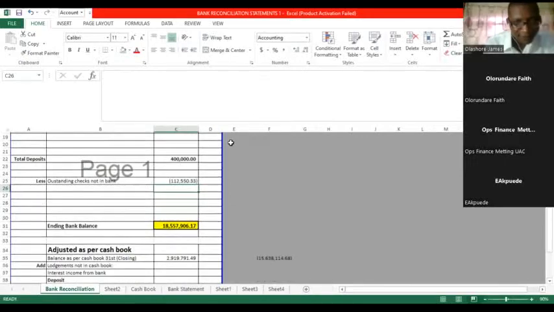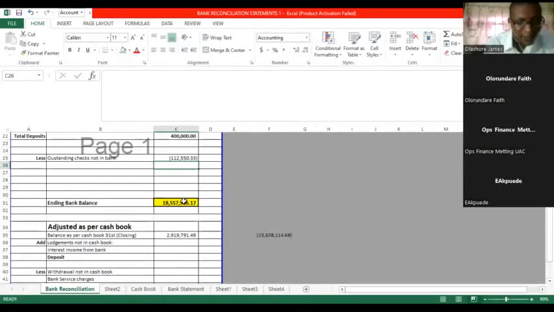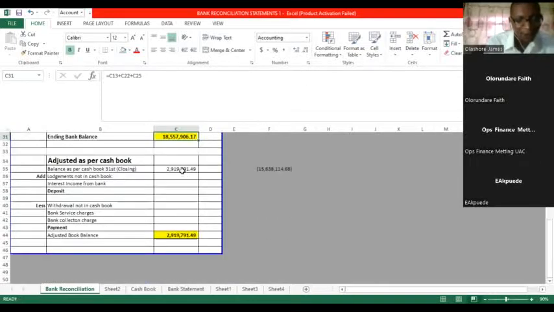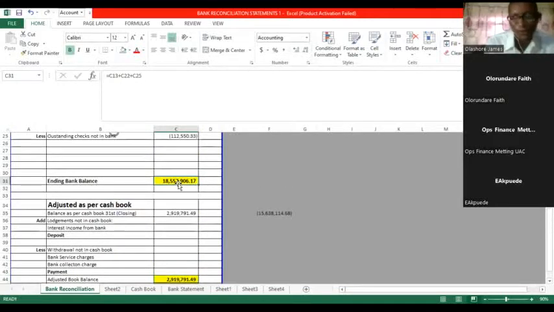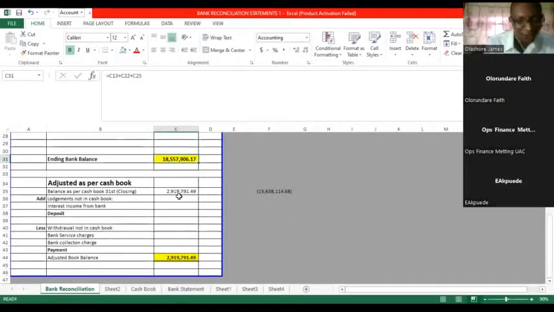Okay, fine. And this is what should be our balance. Now, we want to do the adjustment in cash book for us to see what really happened, because the two figures must be reading the same thing. This one is reading 291, while this one is reading 18 million. So something is wrong. So what do we do? Lodgement not in cash book. What are the lodgements not in cash book?